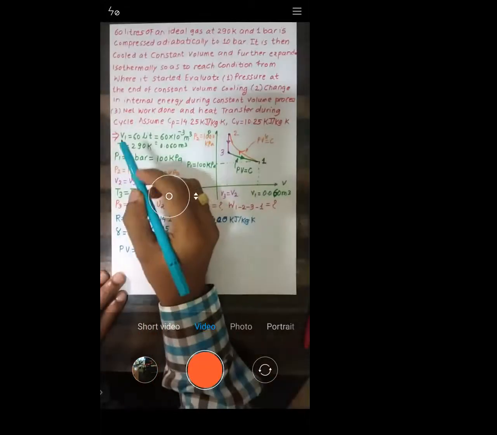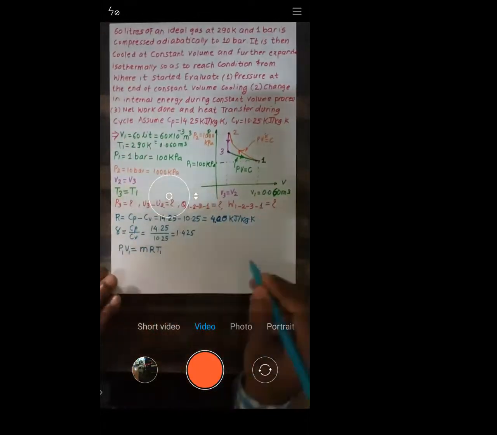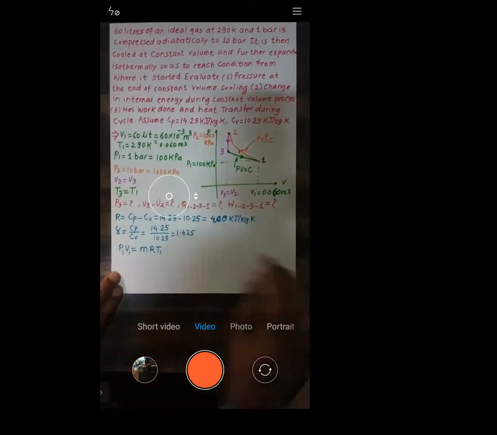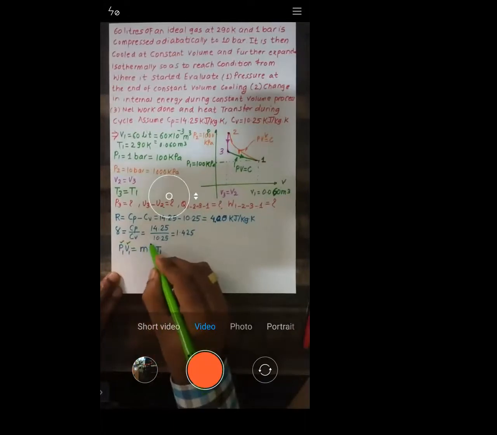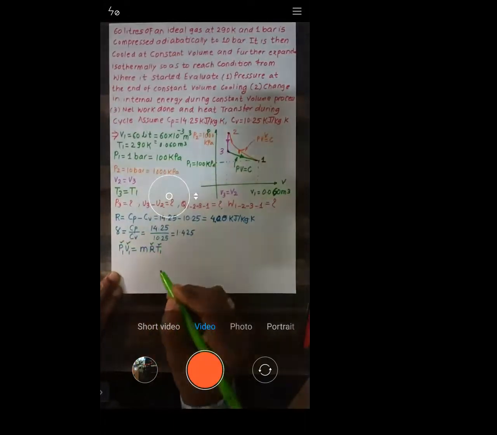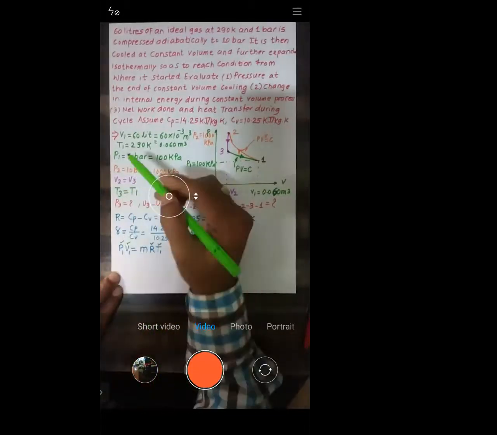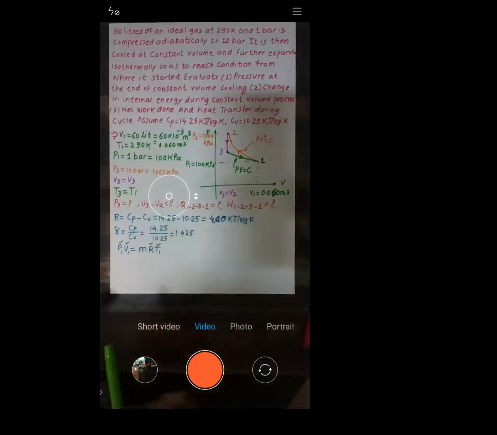Now I will apply it for state number 1. So P1 V1 is equal to mRT1. Try to understand. I have applied it for state 1. The reason behind this is, this pressure is known, volume is known, R is known, temperature is known. I can calculate mass. Why I applied at state number 1? P1 is known, V1 is known, T1 is known, right? R is known. So I can calculate mass now.